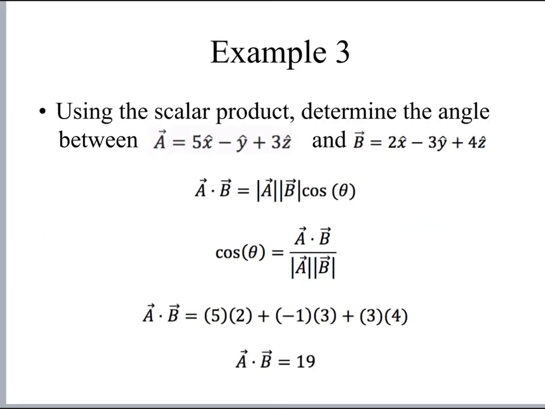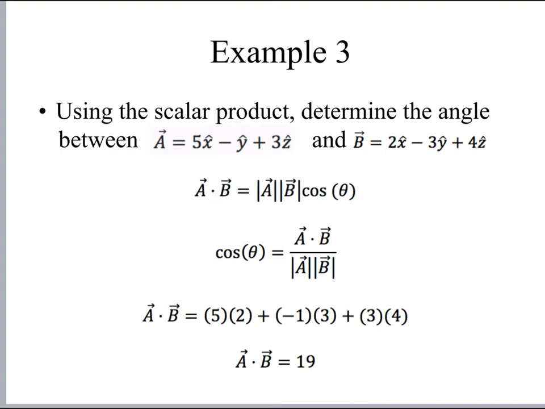Now here is a very common use of the scalar product. I have two vectors written out here. I've got A vector, 5x hat minus y hat plus 3z hat. I've got B vector, 2x hat minus 3y hat plus 4z hat. I want to find the angle between them. So this is the problem. I've got two vectors written in component form, and I want to determine the angle between them.